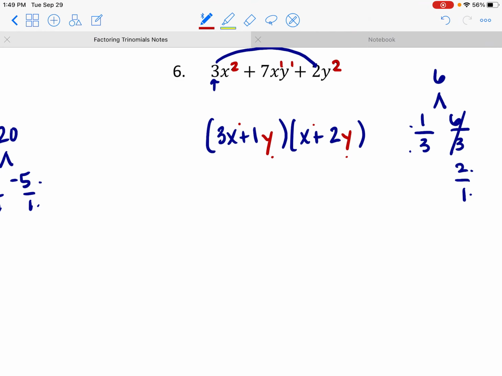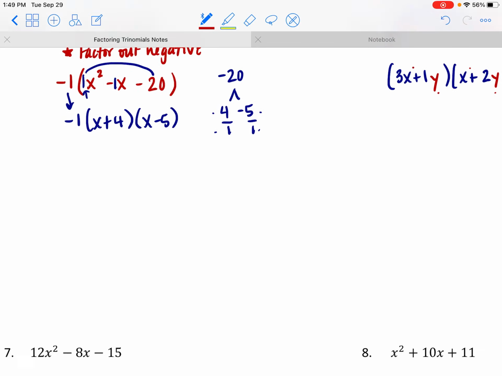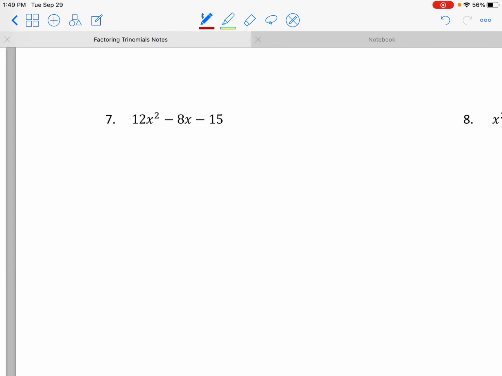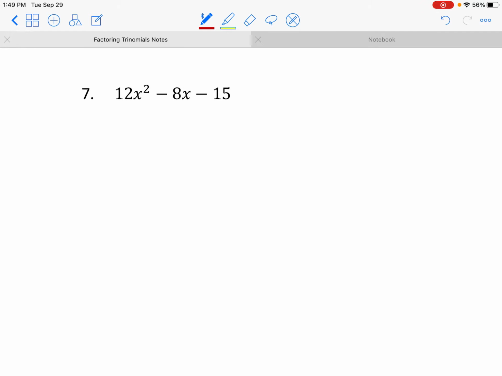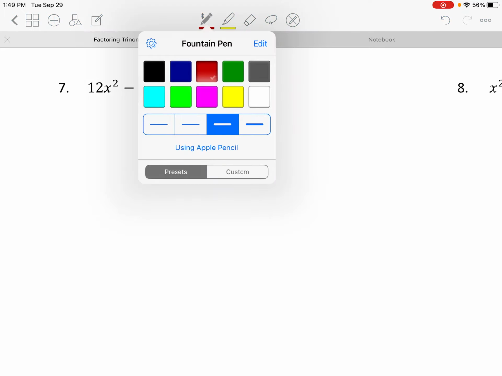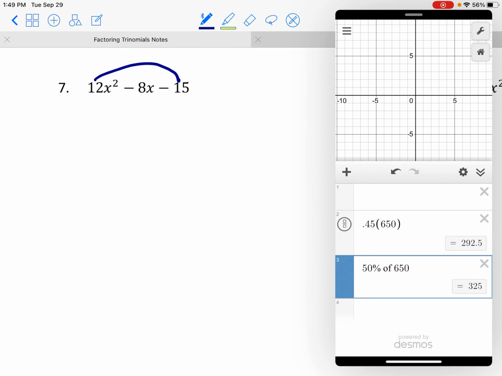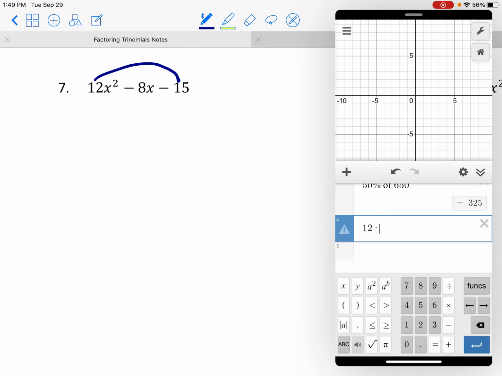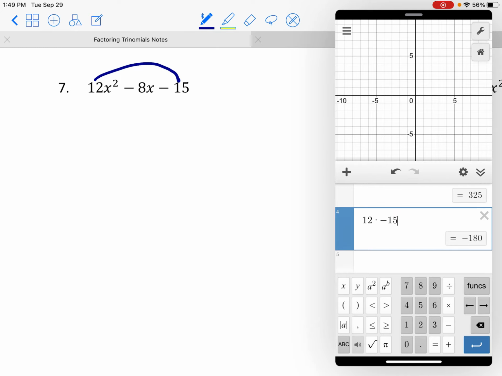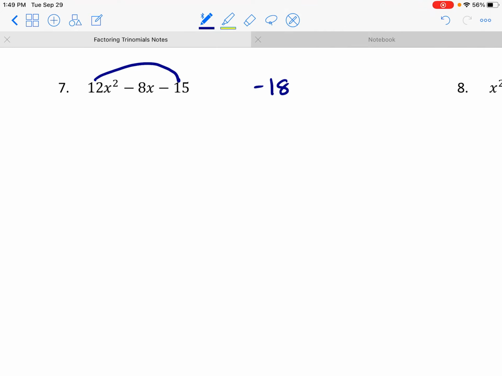Hopefully that makes sense. And that's a tricky one. You're not gonna see a lot of those, so don't freak out if that's still a little bit complicated. All right, now what can make this process really horrible is a really huge number, like this one. So 12, 8, 15, nothing in common. It'd be nice if there was a GCF. That would make this a lot simpler, but there isn't. And when we multiply 12 and negative 15, we get negative 180. So we're looking for factors of negative 180 that add to negative 8.